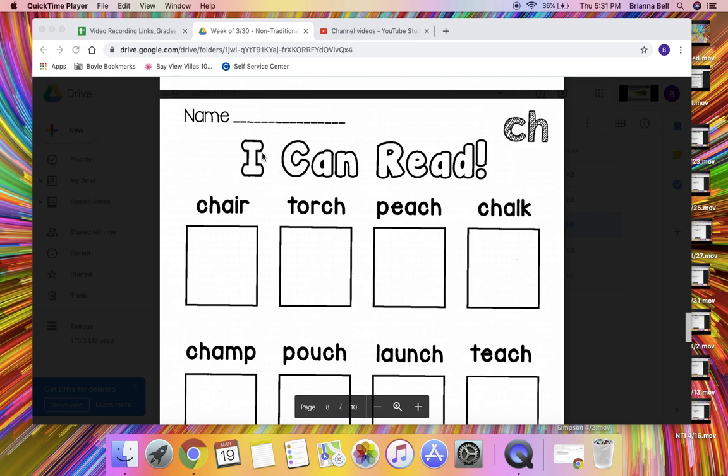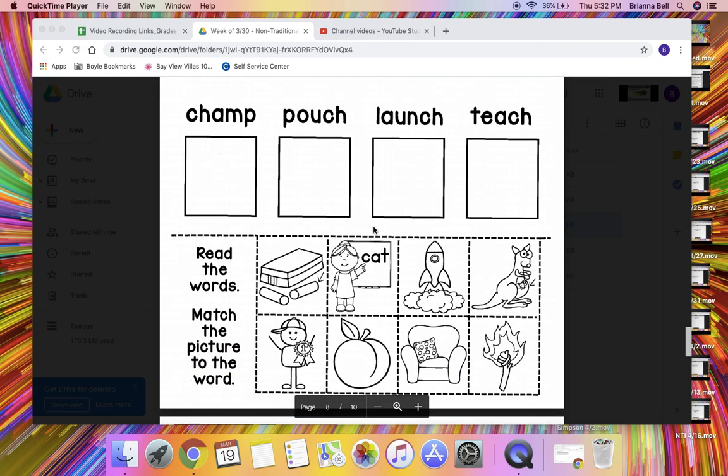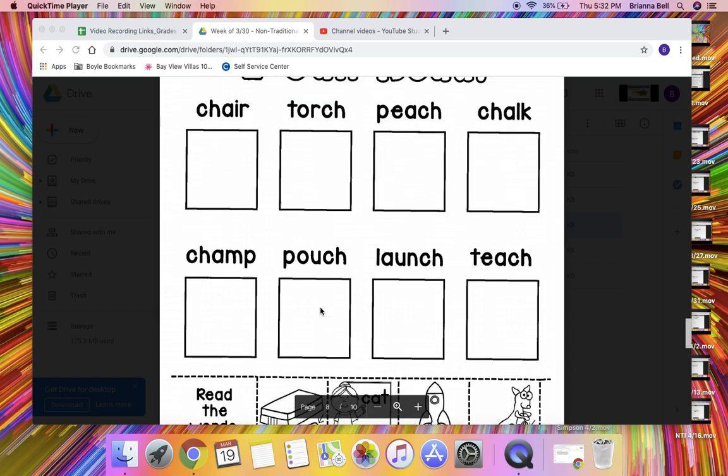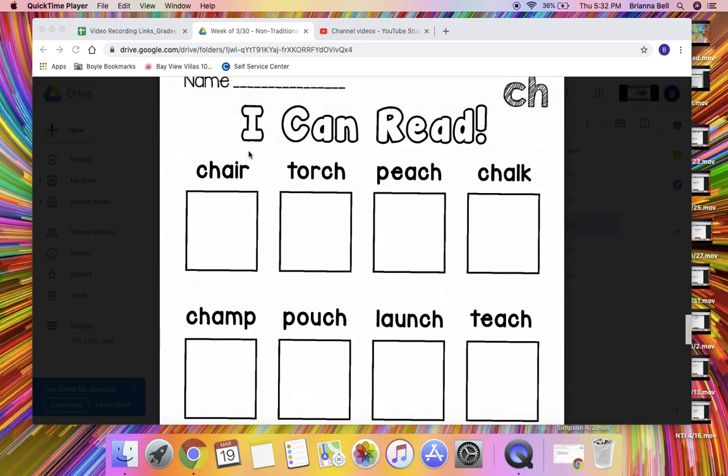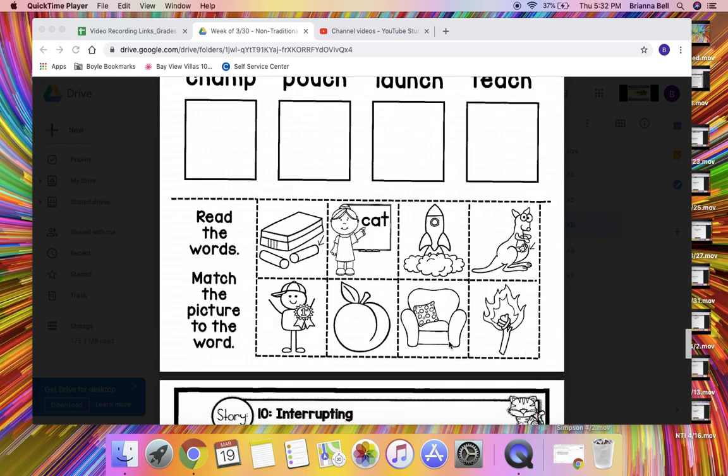Your next page is I can read, and we're looking at CH. You're going to read the words and then match the picture to the word. Your first word is chair, then torch, peach, chalk, champ, pouch, launch, and teach.